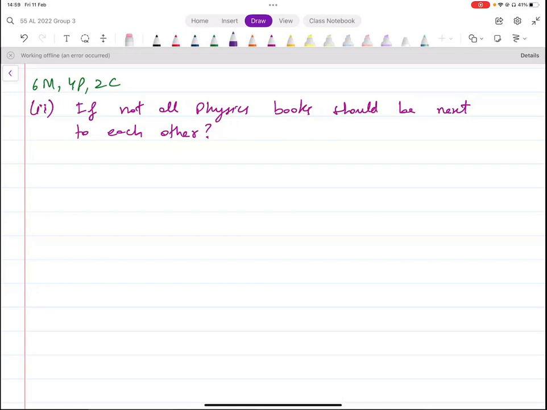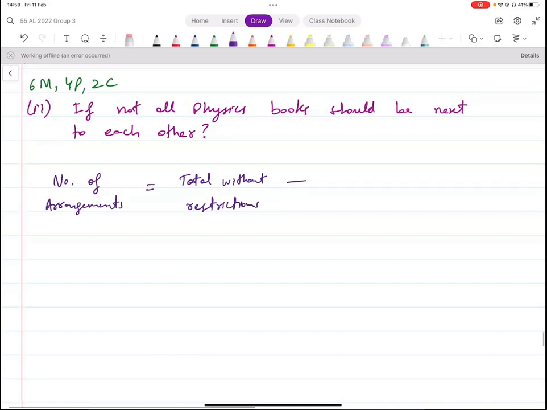Again, we can do the same thing. We can say the number of arrangements here is simply going to be equal to the total possibilities without restrictions minus physics books together, minus the case where all physics books are together, right? उस केस का माइनस कर दिया. Now let's figure them out again. Total क्या है 12 factorial. उसमें से माइनस कर दिया physics books being together वाला case. Now remember we did this earlier.